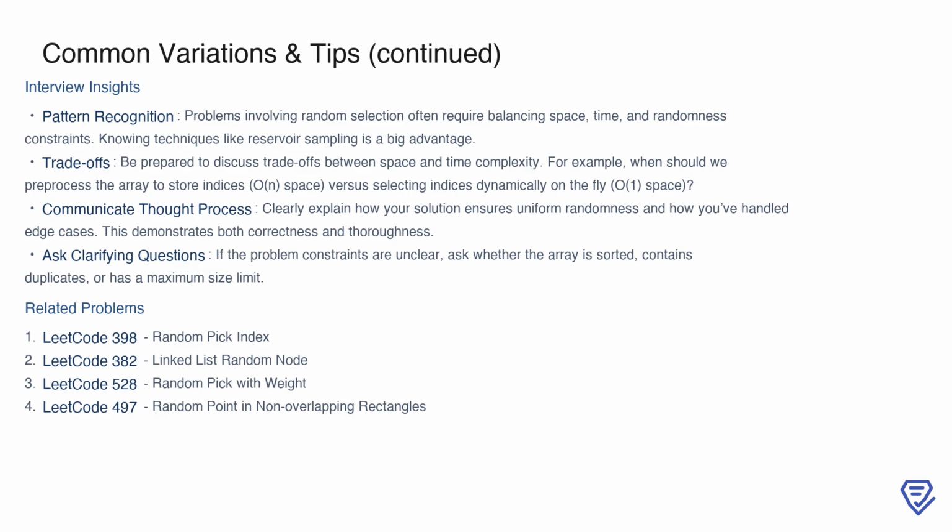Additionally, communication is critical. Explain how your solution ensures uniform randomness and how you've accounted for edge cases. This demonstrates both the correctness of your approach and your thorough thought process. Don't hesitate to ask clarifying questions either. For example, ask whether the array is sorted, contains duplicates, or has a maximum size limit. This can help you tailor your approach effectively.